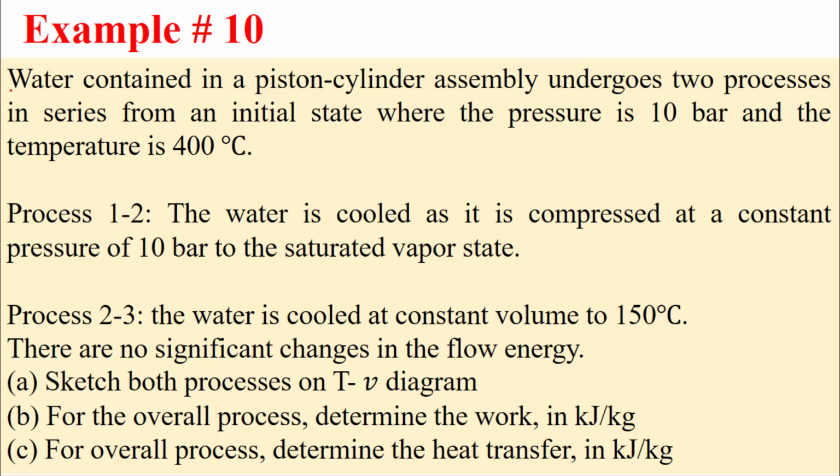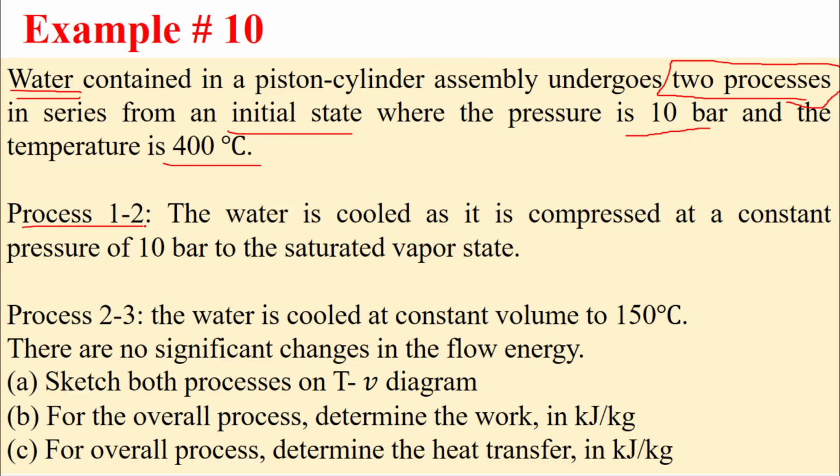So here we start with the substance. So here we have water, contained in a piston cylinder assembly, undergoes two processes. So we don't know whether it's a cycle or not. In series from an initial state. So this is state 1, where the pressure is 10 bar and the temperature is 400 degrees Celsius. So pressure 1, temperature 1 is given.